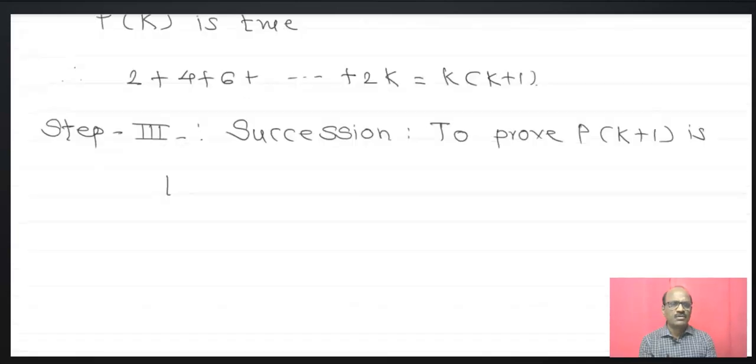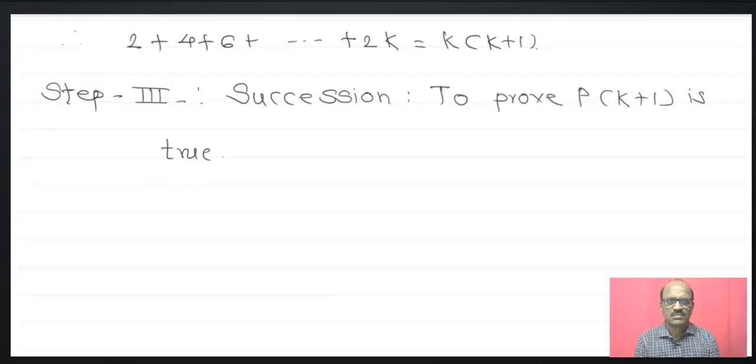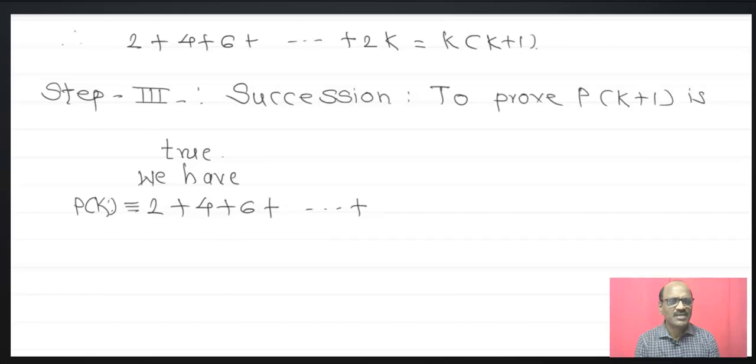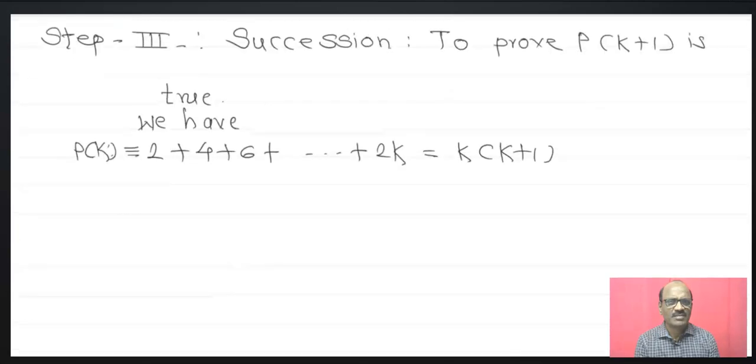To prove p of k plus 1 is true, that is 2 plus 4 plus 6 plus, the first term will be here 2k, and the second term will be k replaced by k plus 1. Now see this, very important. This is p of k. I'm writing here. Now the next is very important. K is replaced by k plus 1.